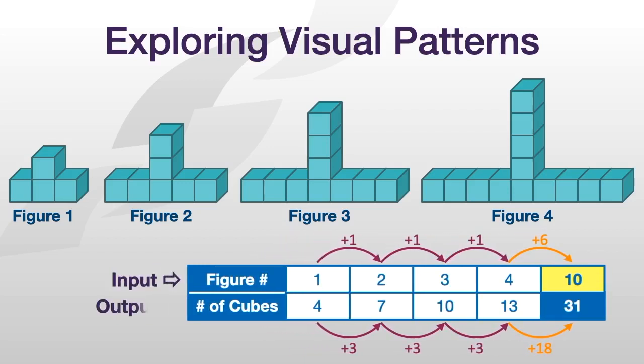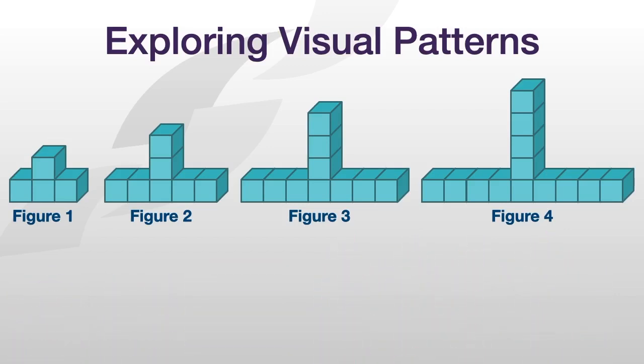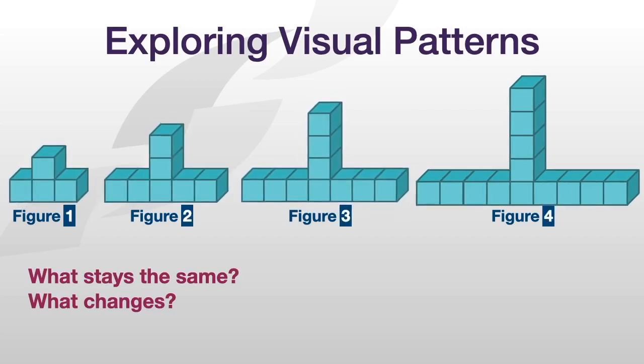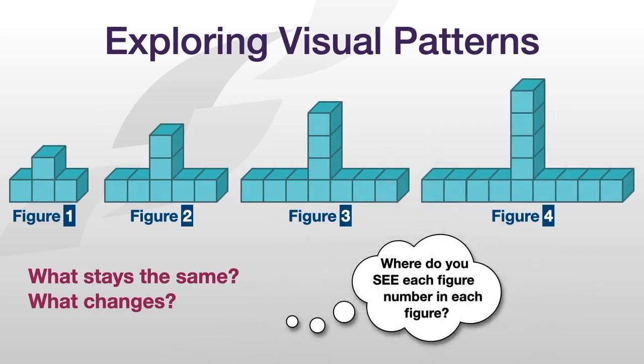Let's generalize this pattern to look for the relation. In other words, how can we determine how many cubes there are given the figure number? Look carefully at the visual pattern and think about what stays the same and what changes. Next, consider the figure number of each one and try to see how this number shows itself in each figure.